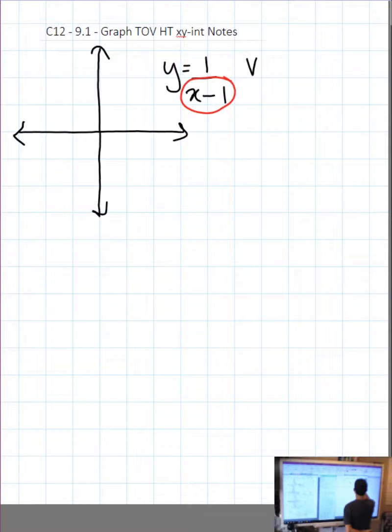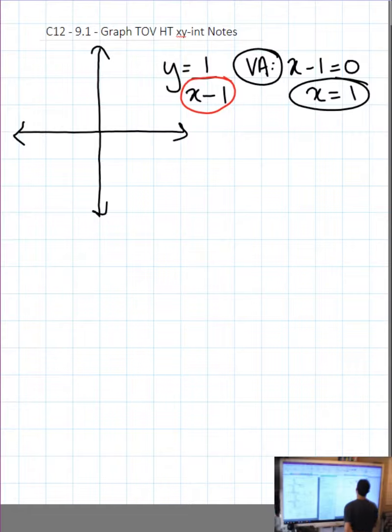So VA: x minus 1 equals 0, and if we add 1 to both sides, x equals 1. And that is the equation of our vertical asymptote. So x equals 1 is right here, so I'm going to put a vertical dotted line there.